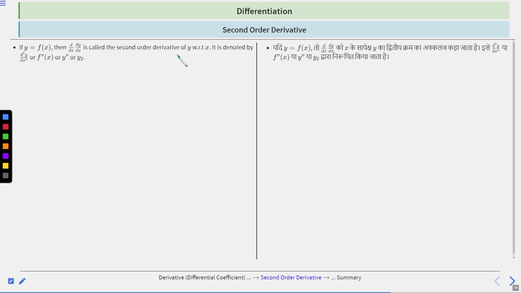If y is equal to f(x), then d of dx of dy by dx is called the second order derivative of y with respect to x. It is denoted by d square y by dx square or f double dash x or y double dash or y2. Clear? You can represent the second order derivative by these four methods. This is called taking the derivative twice. Clear? You will take the derivative once, after that you will take the derivative again. This is called second order derivative, right? So you have to keep in mind these things.